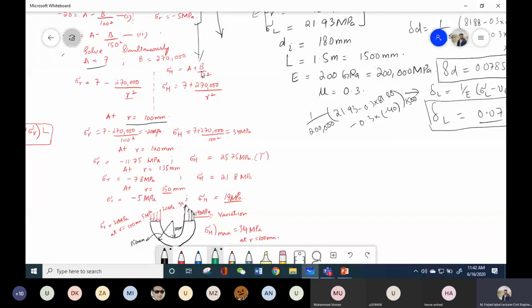You will use the same boundary condition or the same concept, but you will select these two values, that is 34 megapascal and -20 megapascal. Similarly, if you want to calculate the change in diameter or radius at 120 millimeter, you will use these values of sigma r and sigma h. So you will move on like this. Okay, I got it.